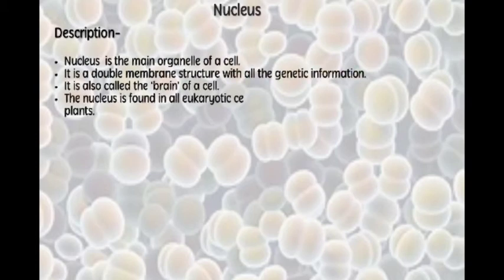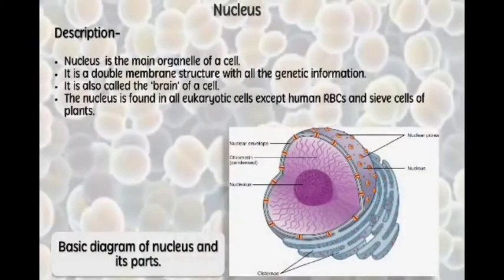Now, nucleus is the main organelle of a cell. It is called the brain of a cell. The nucleus is a membrane-bound organelle that contains genetic material of eukaryotic organisms, which is DNA, deoxyribonucleic acid. Nucleus serves to maintain the integrity of the cell by facilitating transcription and replication processes. Nucleus is the largest organelle inside the cell, taking up about a tenth of the entire cell volume.